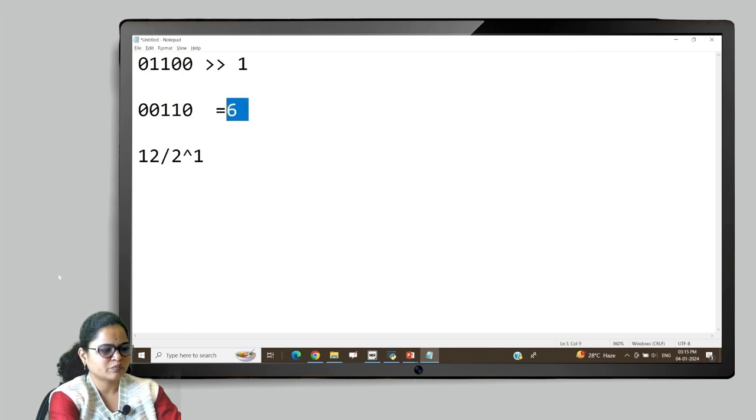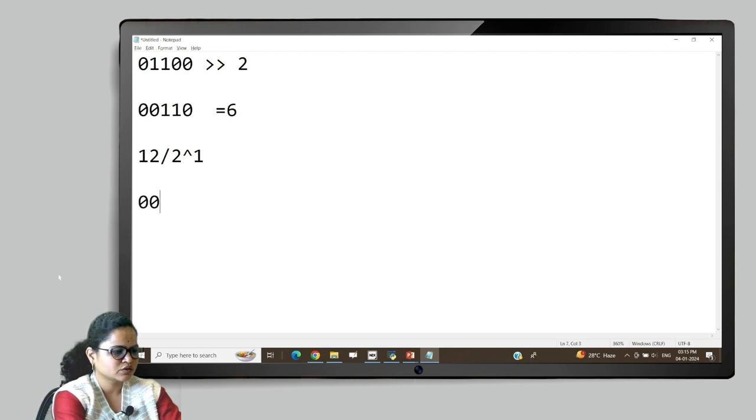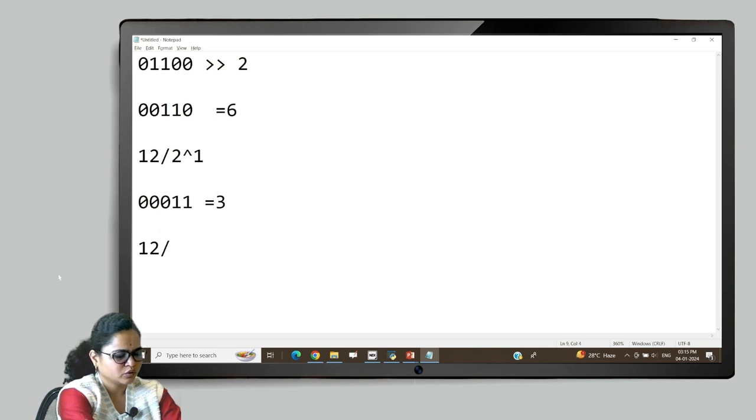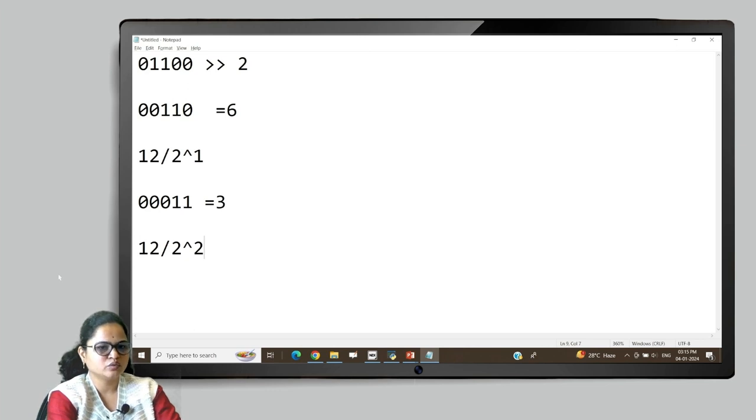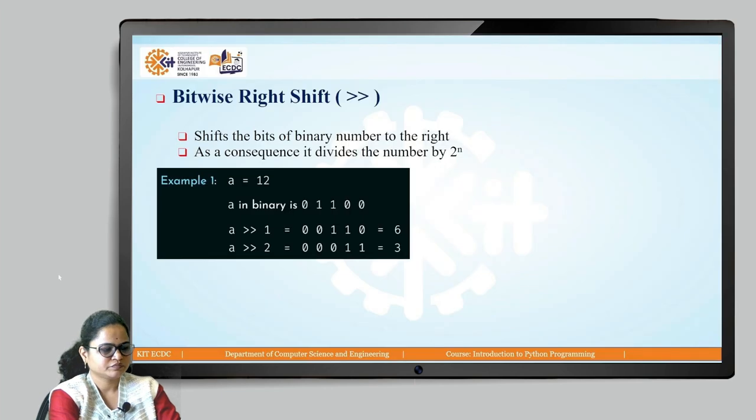So if you are shifting your number by one digit, you get 12 divided by 2. And if you are shifting by two digits, you will get the result 00011, which is the decimal equivalent of 3. Since we are shifting by two digits, it should be divided by 2 raised to 2. So 12 divided by 4 results in 3. The same result we get when we perform the right shift operation.